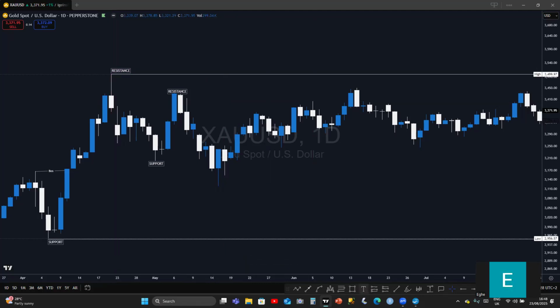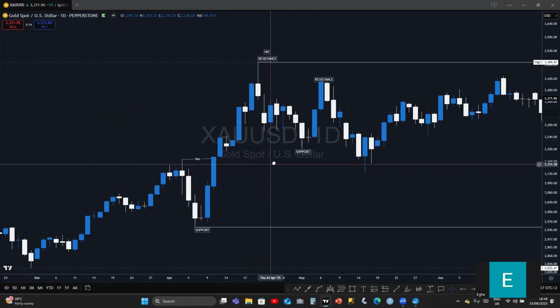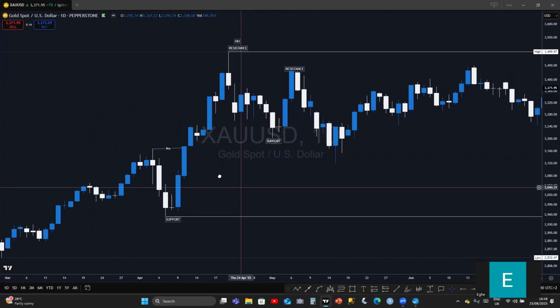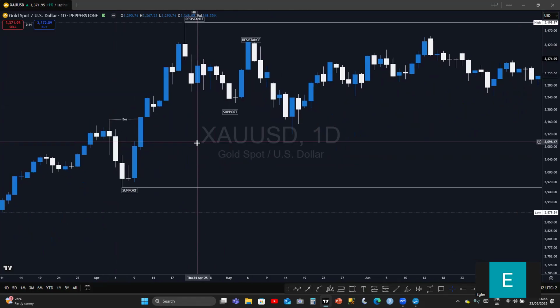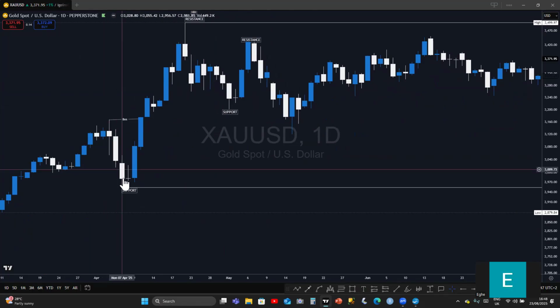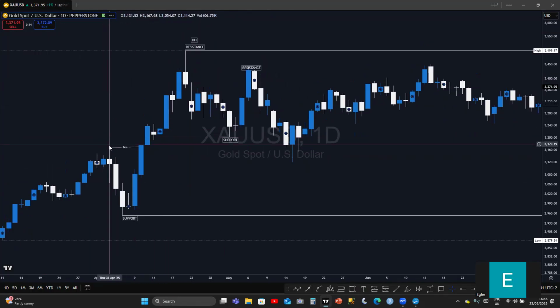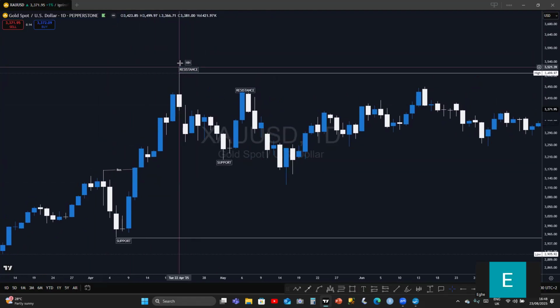There's another way to denote it. This is to denote a resistance. We can say higher high. Remember, when a bullish trend is creating a structure, it will move by creating a high, then it will create a low. It will create a high, and the next high will be higher than this high. This is a high, this is a higher high.